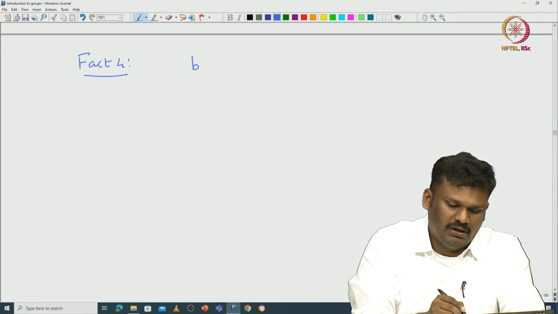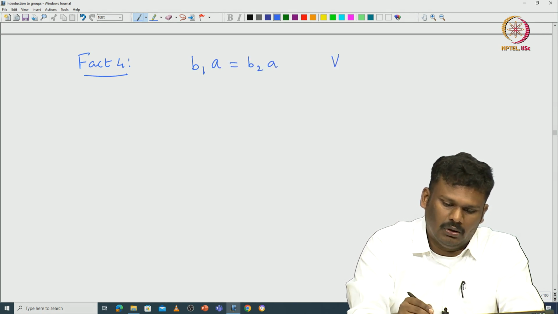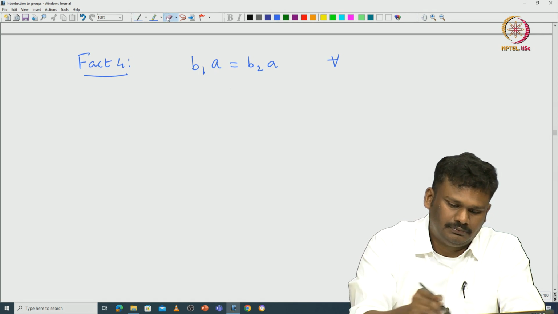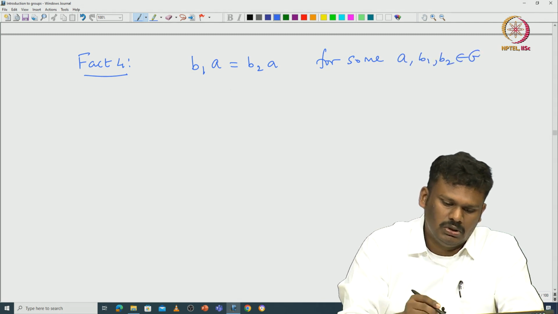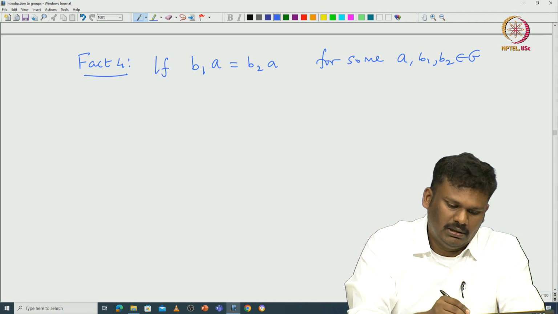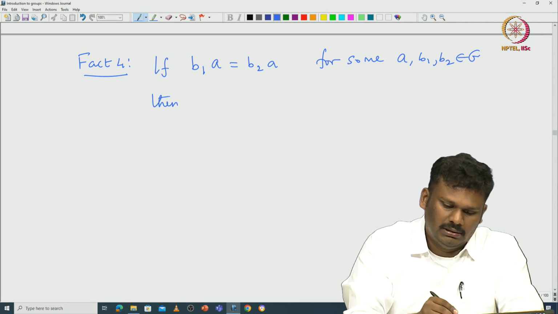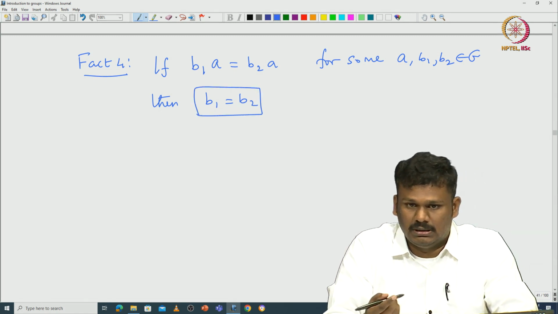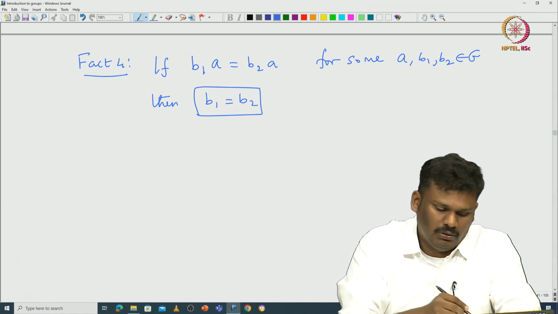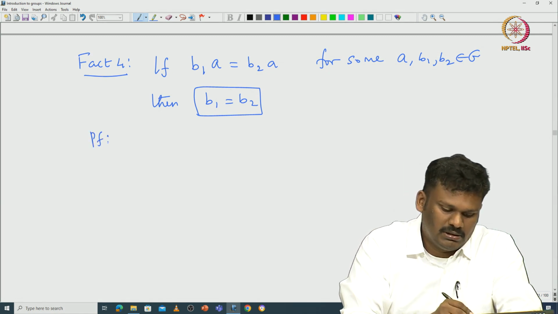So if we have an equation like this, B1A equal to B2A, for some A, B1, B2 in G. So then what we get? Then we get that B1 must be equal to B2. So again, how the argument goes, it's very similar to what we did before. So the proof is just one line.